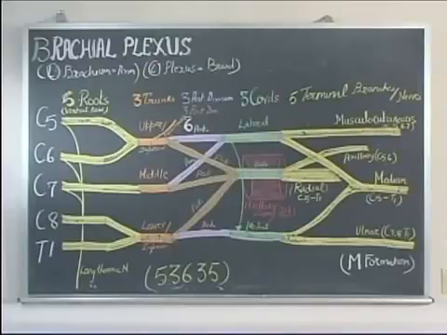So there is a formula here which goes from the formation to the distribution: 5 in the beginning, 5 in the end, 3 in the middle, and 6 in the center. 5 roots, 3 trunks, 6 divisions, 3 cords, and 5 terminal branches.